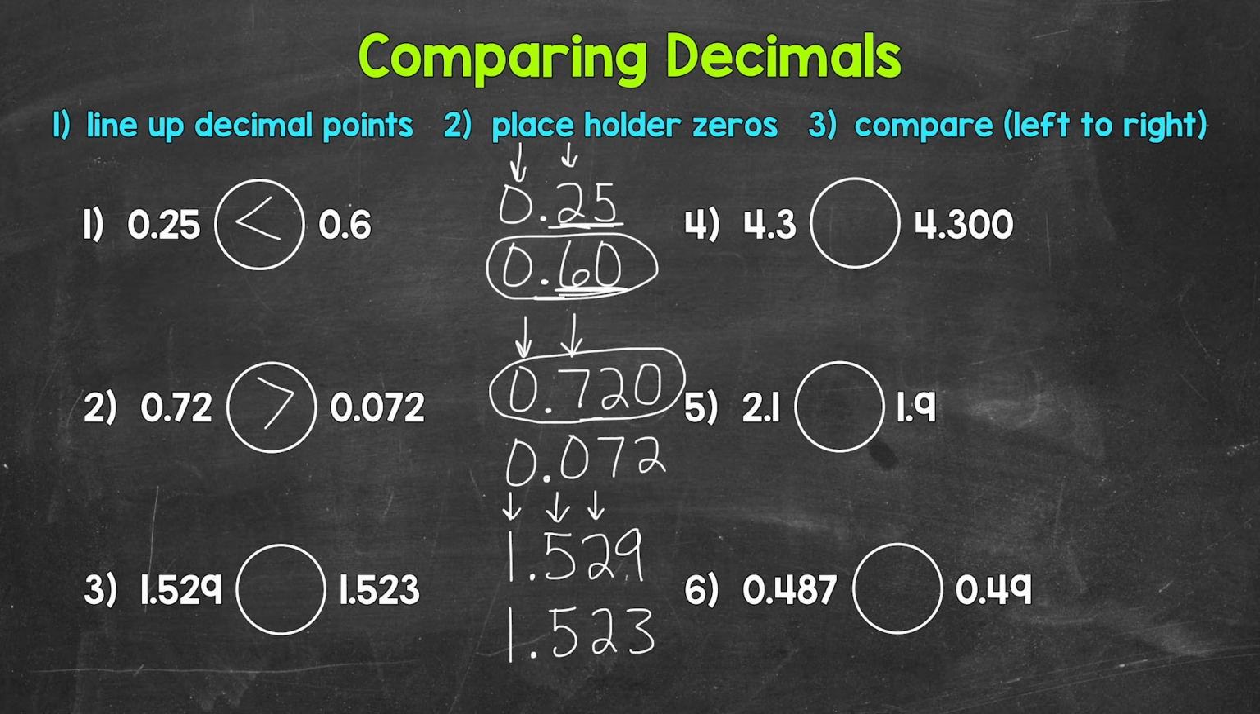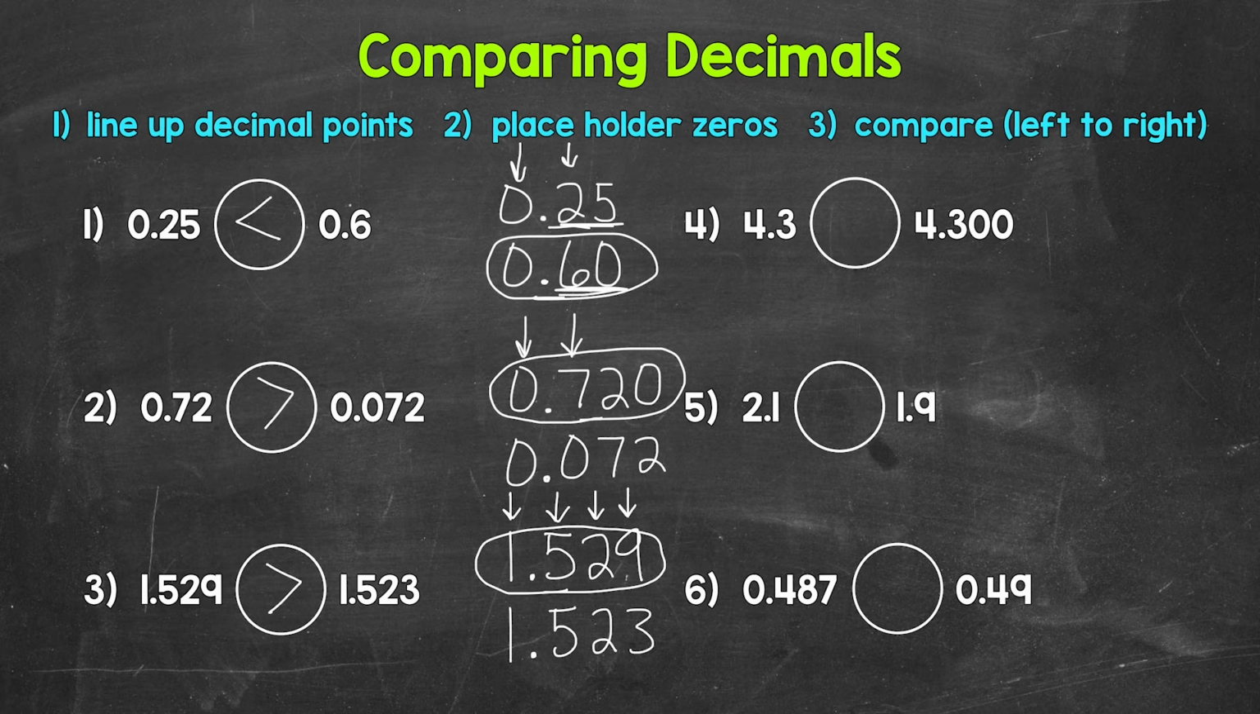So let's move to the next place to the right, the thousandths place. Can we compare here? Do we have a difference? Yes, we have a 9 and a 3. 9 is greater than 3. So this is greater. And we were able to compare using the thousandths place. So our comparison symbol goes like this, and we can read this from left to right as 1 and 529 thousandths is greater than 1 and 523 thousandths.